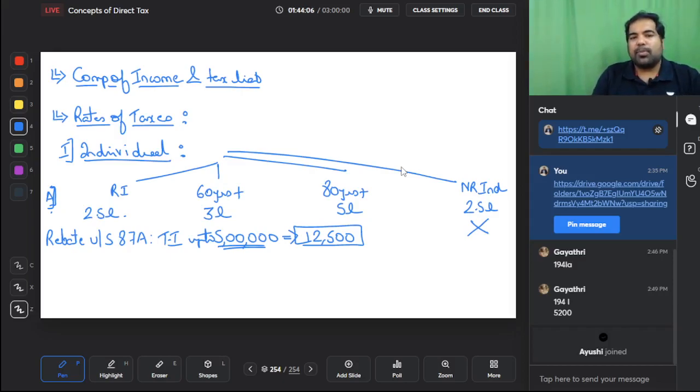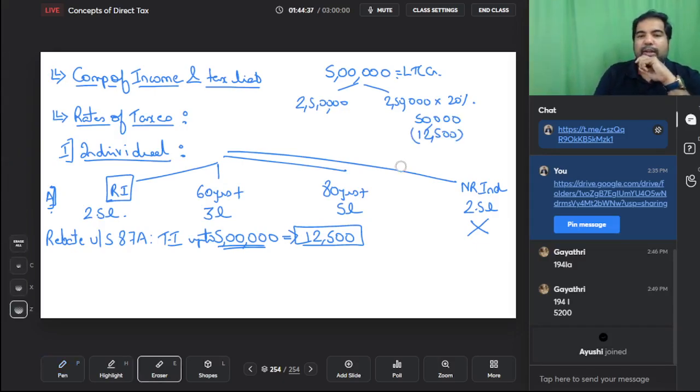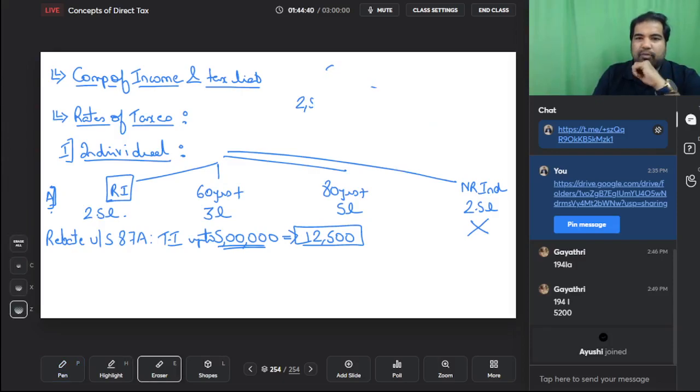Now let's talk about a person who is, let's say, a resident individual, and he has 5 lakh rupees of income, but it is a long term capital gain. So up to 2.5 lakh rupees there will be no tax, and on the next 2.5 lakh rupees there will be tax at the rate of 20%. So in that case he will end up paying 50,000 rupees. On that, rebate is only 12,500. So remember, guys, rebate can be given only up to 12,500.